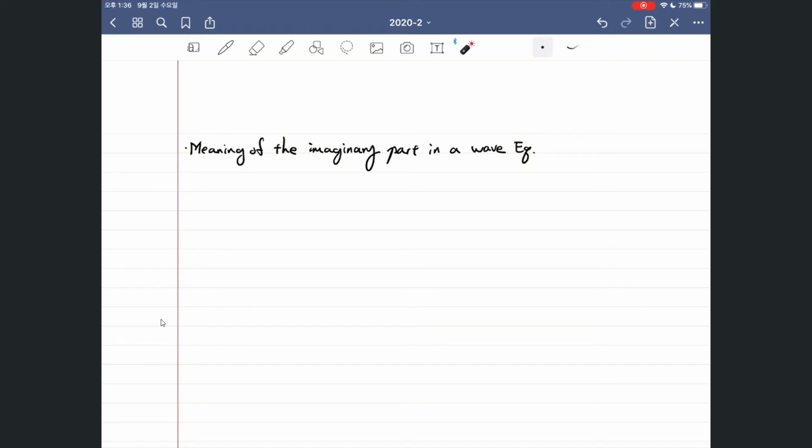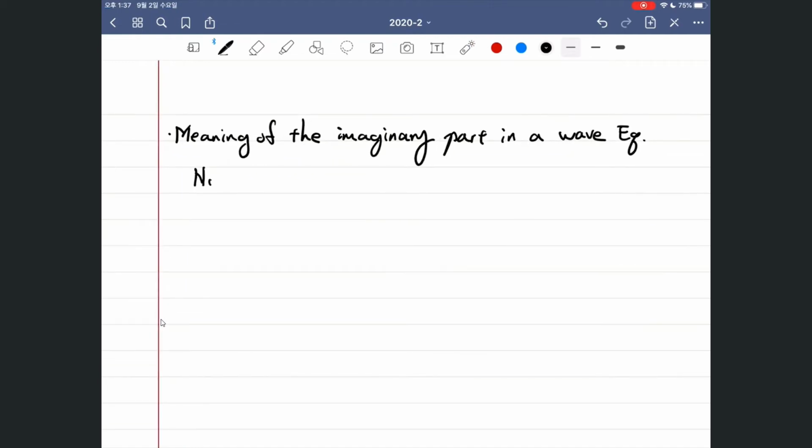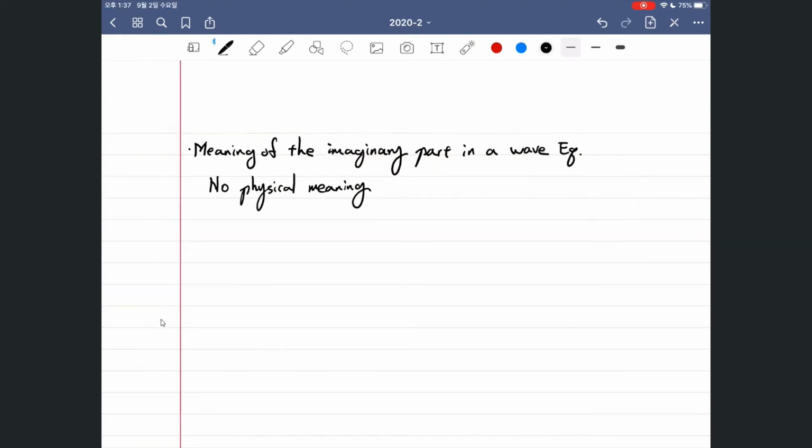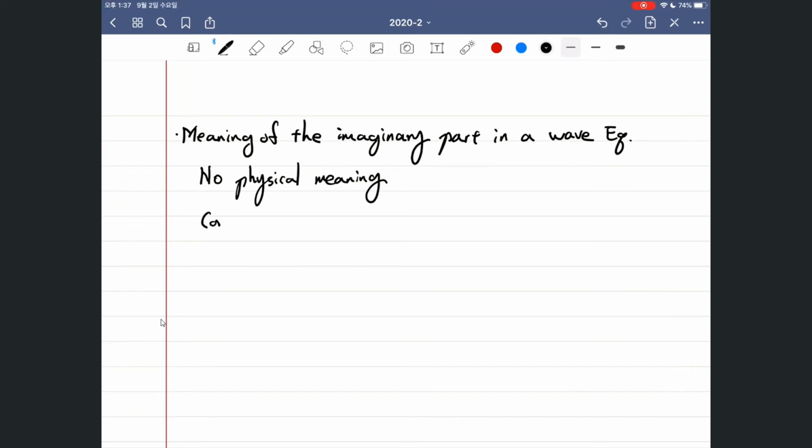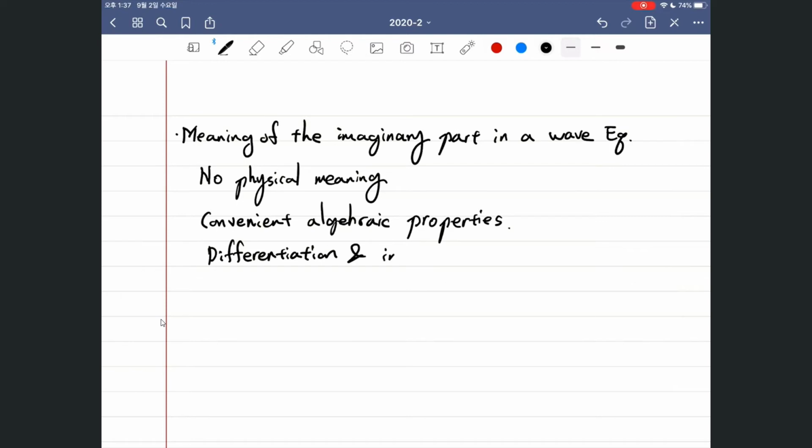This is the abbreviation for the equation, and I can say that there's no physical meaning, because obviously it is an imaginary part, and we use this term because of the convenient algebraic properties and differentiations and integrations. These are some of the reasons why we use the imaginary part.